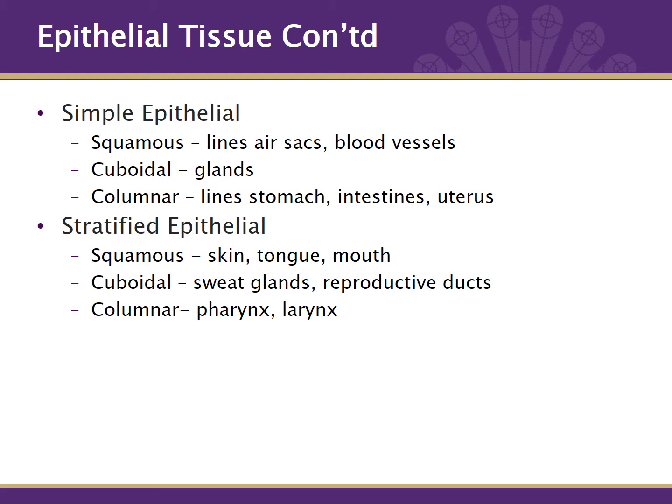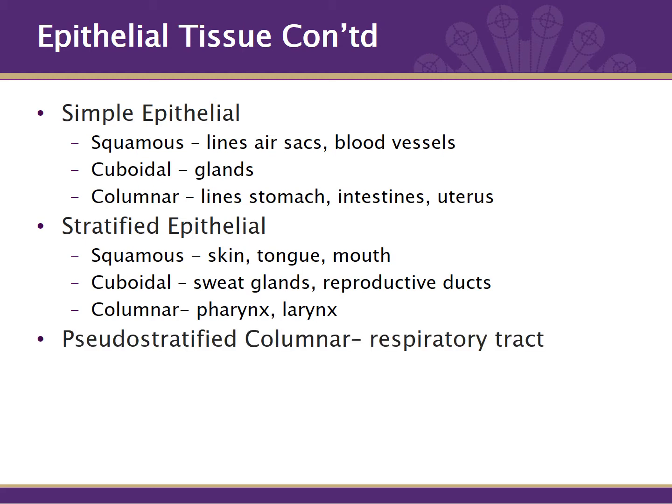Please note, you need both shape and layer to correctly name epithelial tissue. For example, simple squamous or stratified cuboidal. Then there is pseudostratified columnar, which is a unique type of tissue. It looks like multi-layered. It is technically very simple.